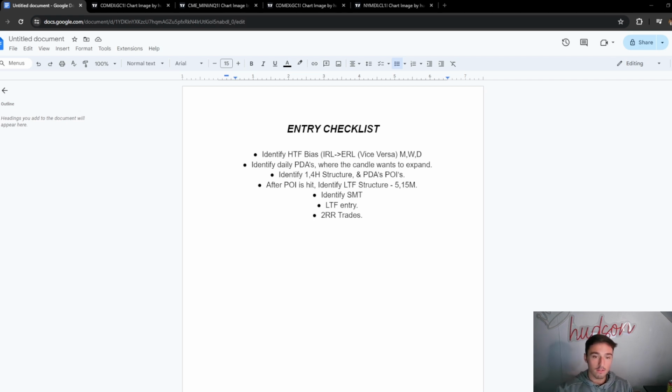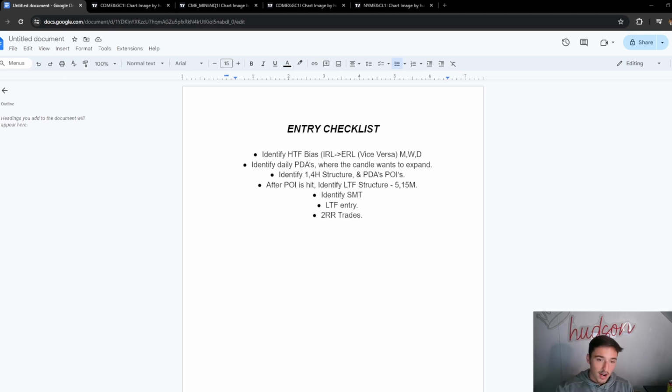So I start off by identifying the higher time frame monthly, weekly, and daily biases. That happens every Monday. Now every single day I will check the daily chart, because from Tuesday to Friday I remember where that weekly and monthly chart wants to go.